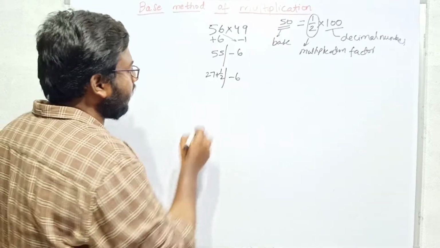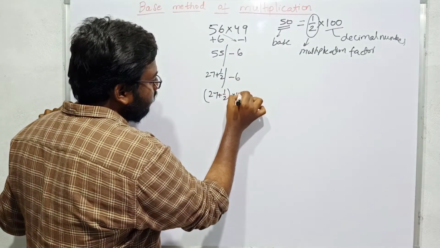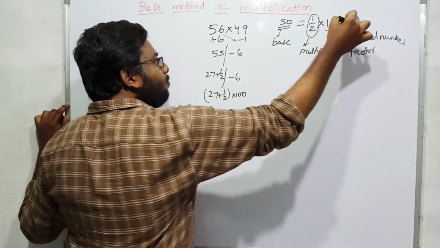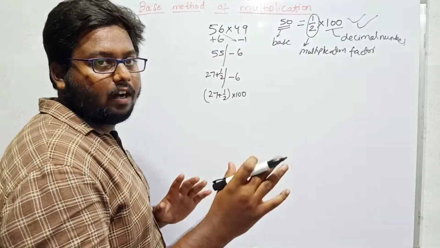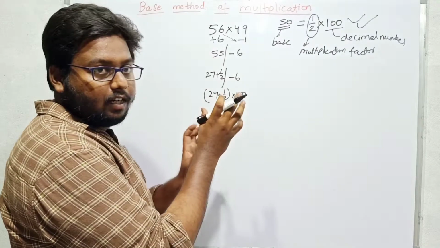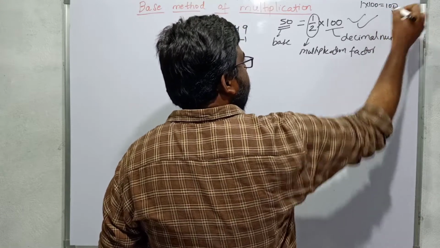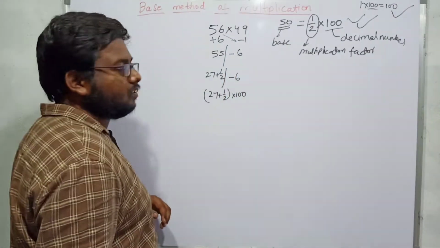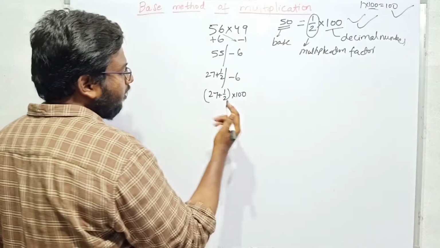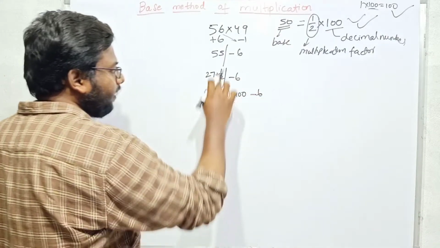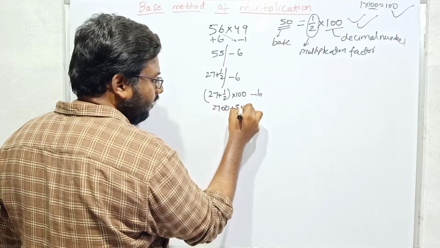If I want to remove the slash, then I will write like this as 27 plus 1 by 2 into 100, because this is calculated on the decimal number 100. So in the previous one we used to write 1 into 100 equal to 100, where 1 into 100, that means if I write like this, 1 into 100 is equal to 100, this is the decimal number and this 100 will be the base. That is the meaning of it. Now I think you got clarity why we wrote like that. So this is 27 and a half into 100 minus 6. Now I can remove the slash, and this is 2700, half into 100 is 50 minus 6.